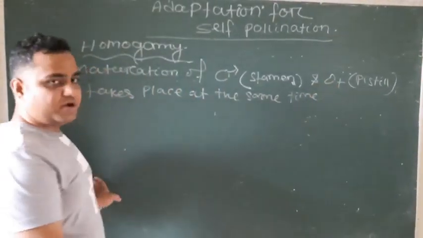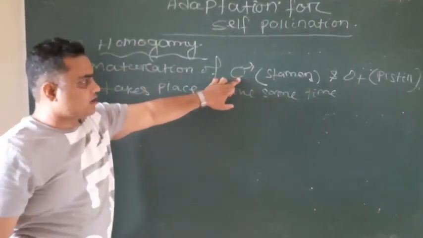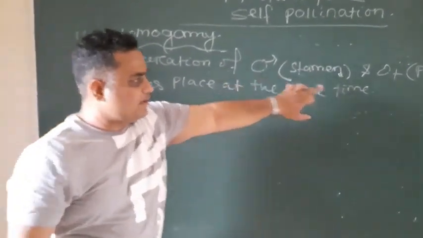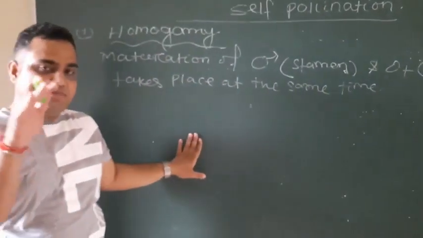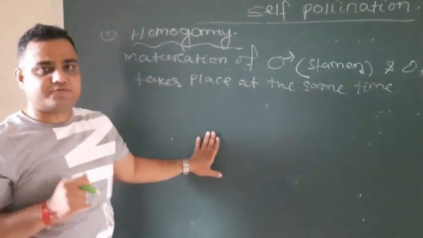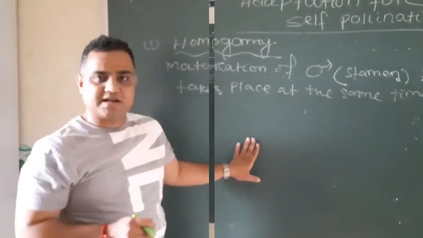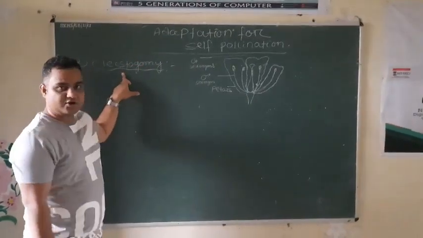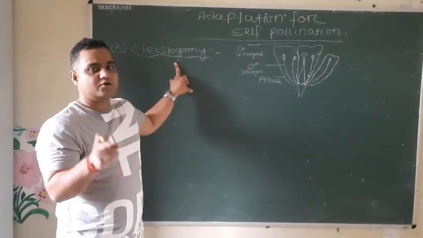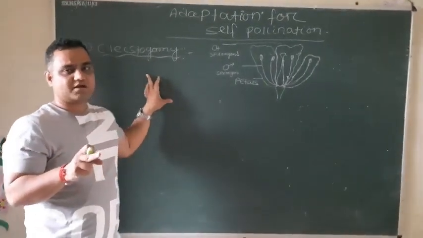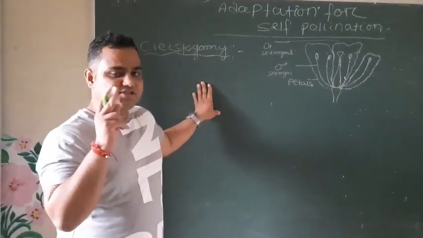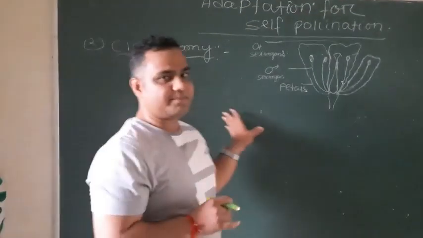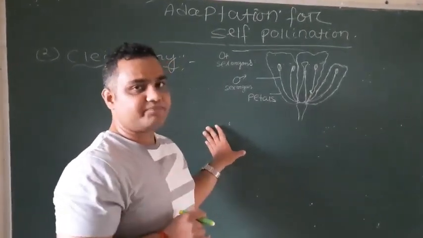This is called homogamy. Homogamy means the male sex organ, which is called stamen, and the female sex organ, which is called pistil, mature at the same time, as a result of which it favors self pollination. The second adaptation is cleistogamy. Cleistogamy means both the stamen and the pistil are enclosed by the petals. That is called cleistogamy.